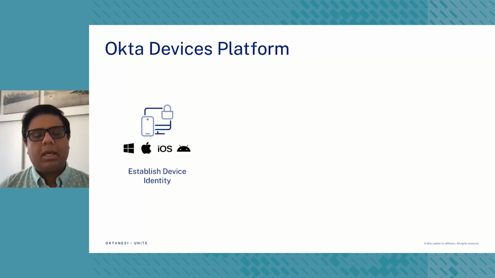The first piece is the establishing of device identity. With device identity, what you get is a record stored for your device in Universal Directory. And with this, admins and end users are able to look at all of the devices that are used to now access resources in your organization. And when you do this, you can start doing some incredible things.